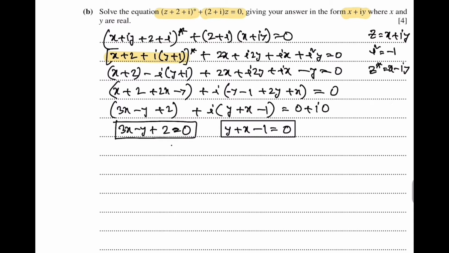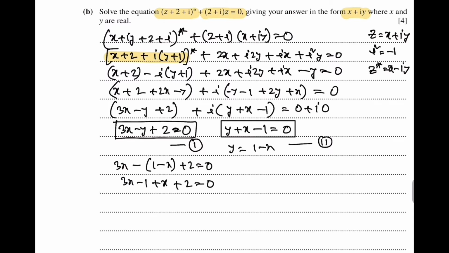Now we can solve these two equations simultaneously. Substituting y equals 1 minus x in equation number 1, so we can write 3x minus 1 plus x plus 2 equals 0. So 3x plus x, that is 4x, and then minus 1 plus 2 is 1. If it is taken to that side, it is minus 1, so x equals minus 1 by 4.